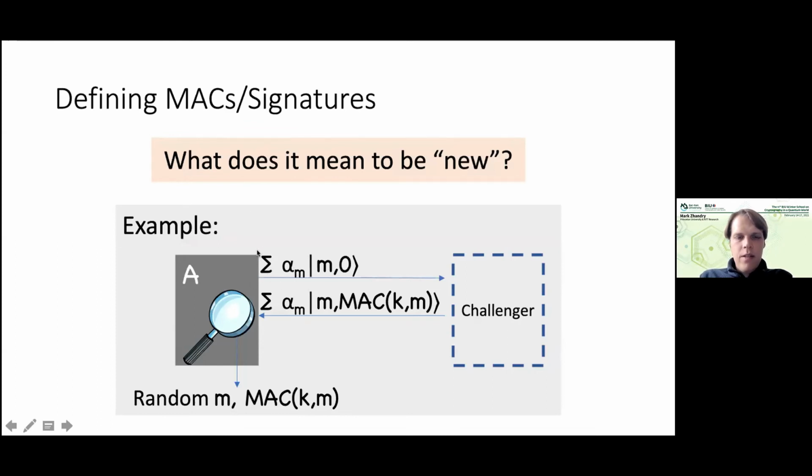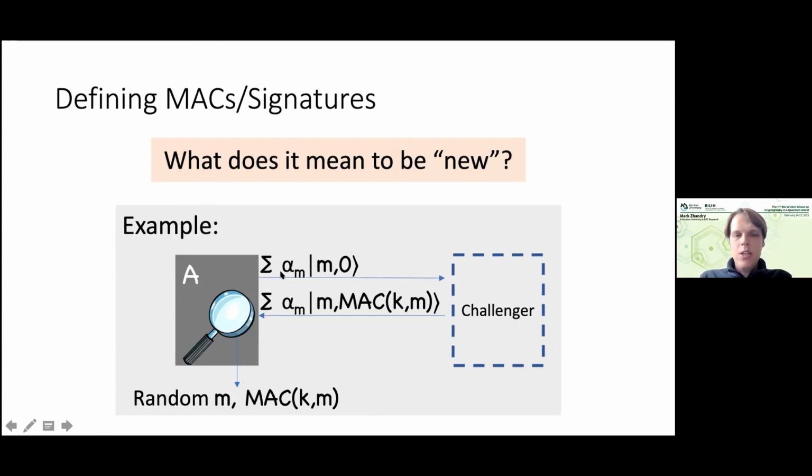Consider the following adversary. The adversary submits a superposition over all messages and initializes the response registers to just be 0. When the challenger answers this query, the adversary gets a superposition of messages and signatures on those messages. Now the adversary measures this incoming superposition, and what they get is a random message together with a valid MAC signature on that message. The point is that by measuring the result of the query, what the adversary can output as their forgery looks completely different than the state that they sent to the challenger.